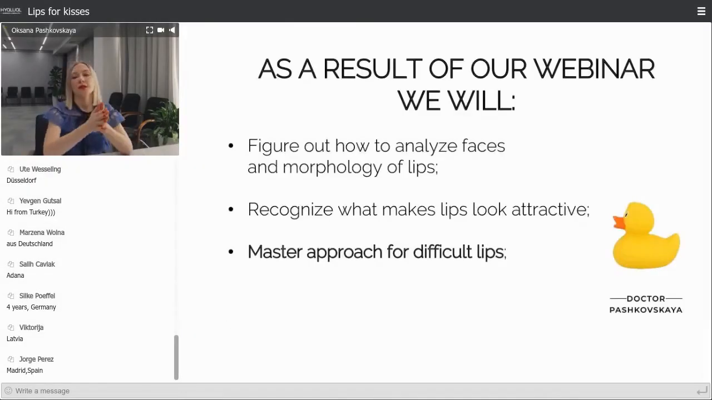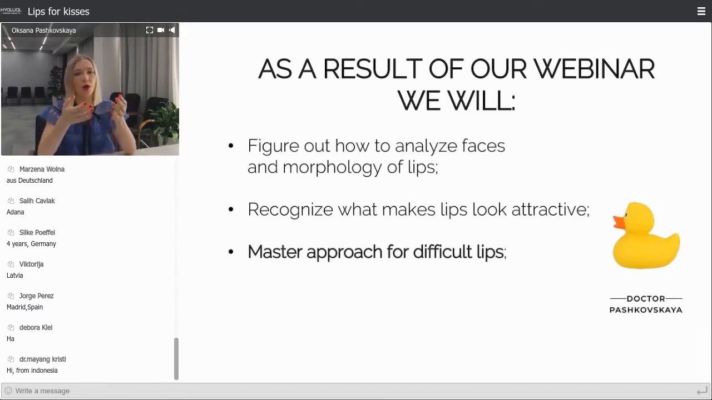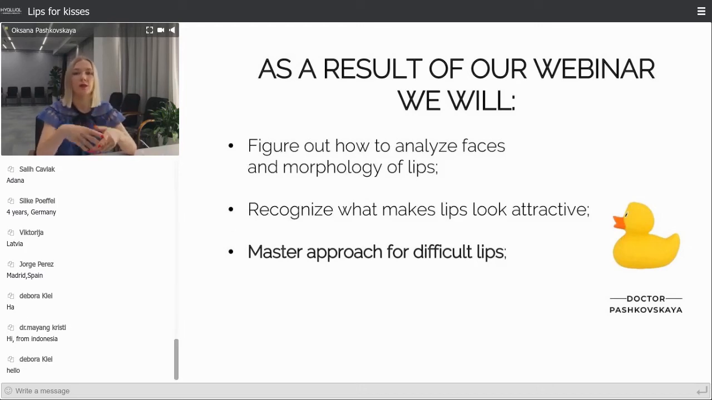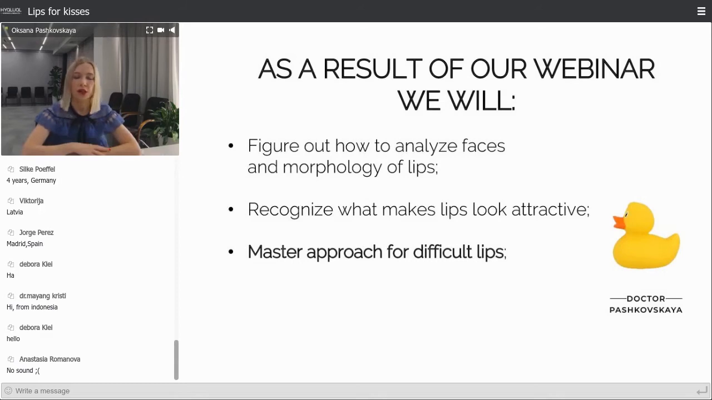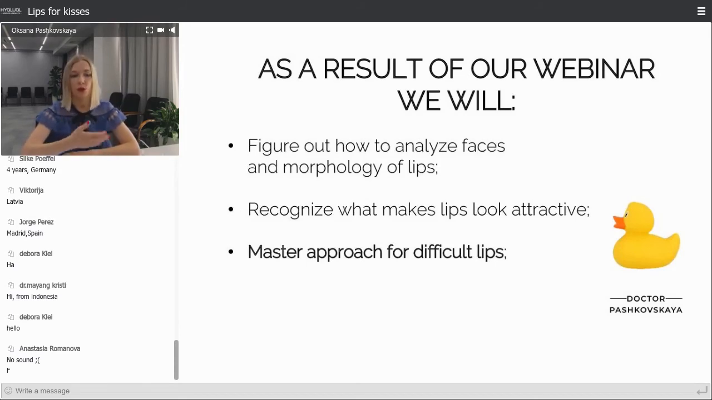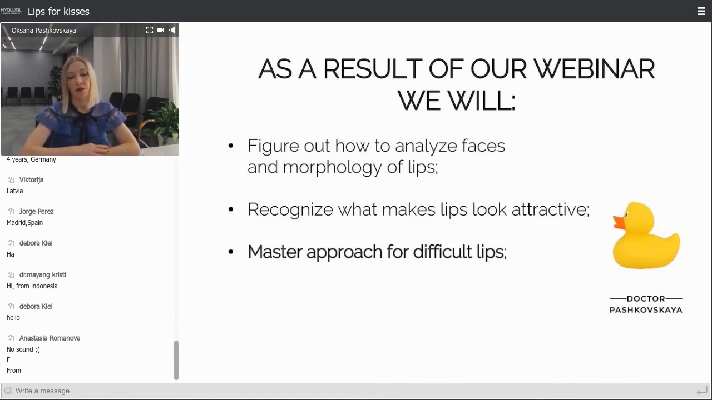First of all, of course, what result will we get from our webinar? I think that we all hope to master how to make lips which our patients admire. So we will figure out how to analyze faces and the morphology of lips, because I believe that it's important to achieve really good and natural looking results. Before injecting lips, we should analyze the face and its proportions, and we will see in our webinar why that is important.